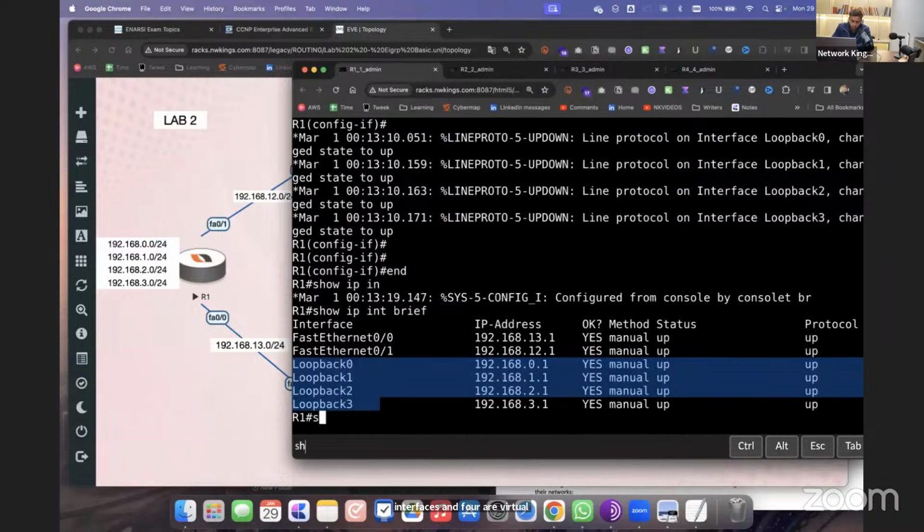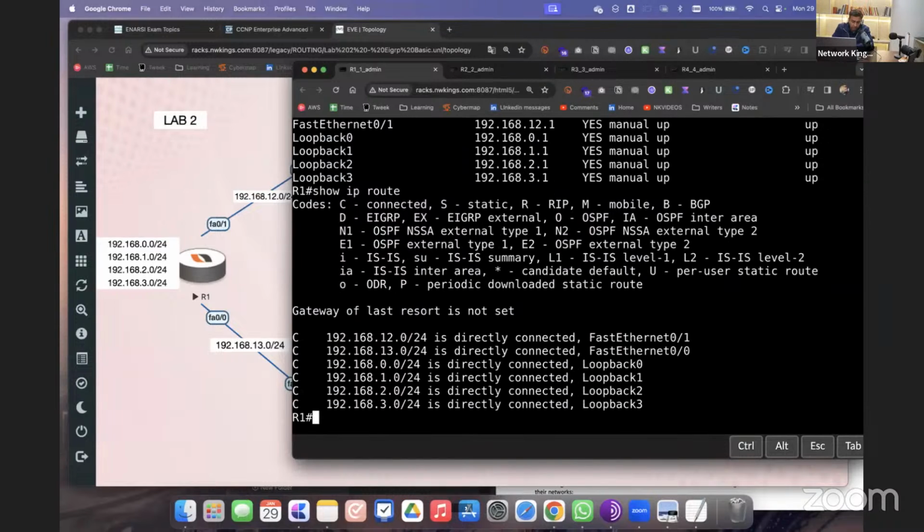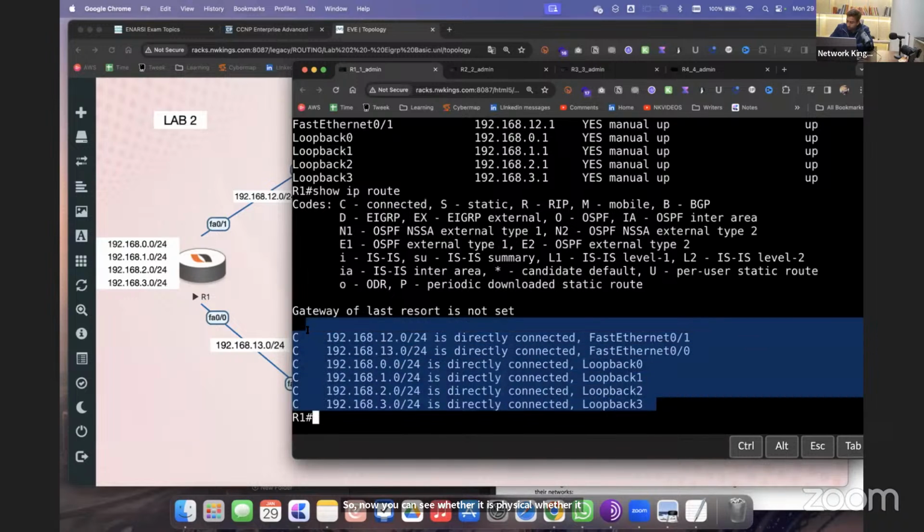But still, the router does not care whether it is physical or virtual. The router only understands that all my interfaces will go in the routing table. So whether it is physical or directly connected, the router is saying, I know about these six networks. Yes or no?